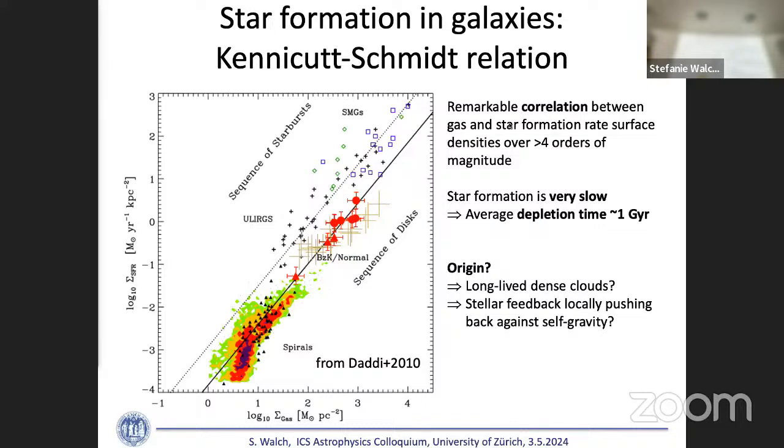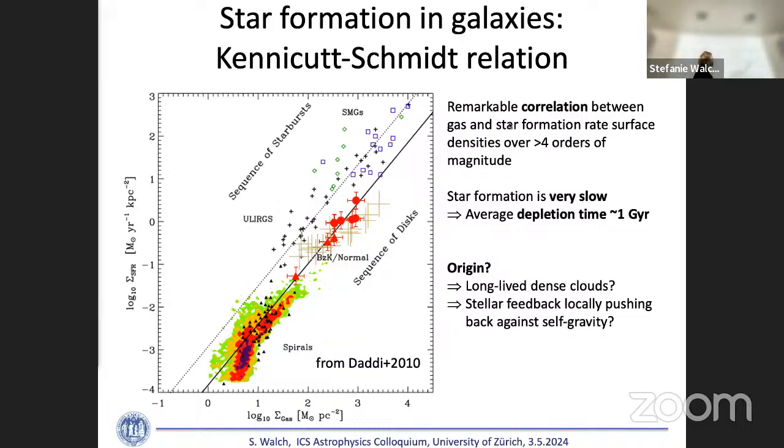And you see here that there's this remarkable correlation between gas surface density and star formation rate surface density over so many orders of magnitude, more than 4. And if you work out the relation between the two, you can work this out as a time scale, how long it takes to convert this available gas into stars. Then again, you come out with about a gigayear, so this kind of very inefficient star formation, which we also see in the Milky Way. And I will just say something about the slope of this relation in the next slide.